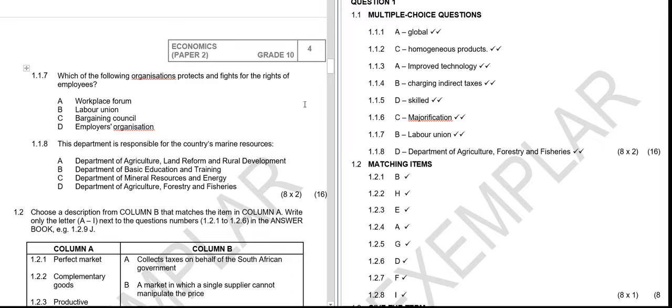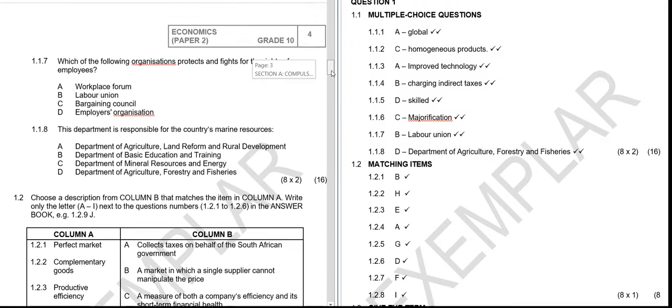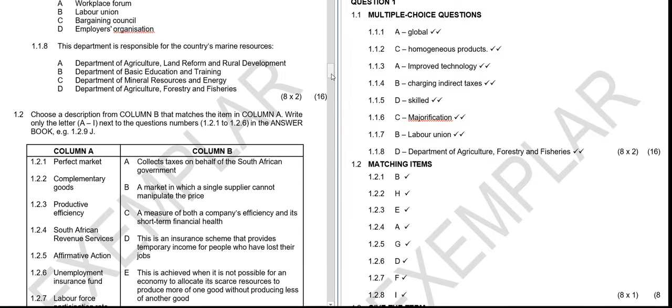So moving on to now 1.2. In 1.2, you have to choose a description from column B that matches an item in column A, from the letter A to I. So the first term that we have is the perfect market. We have described the perfect market as a market characterized by many buyers and sellers, and the firms operating in that market being price takers.